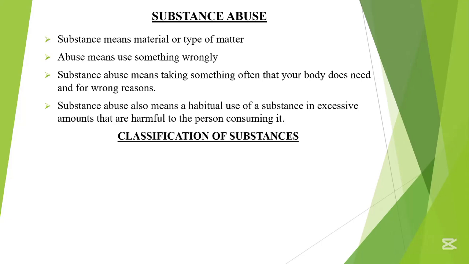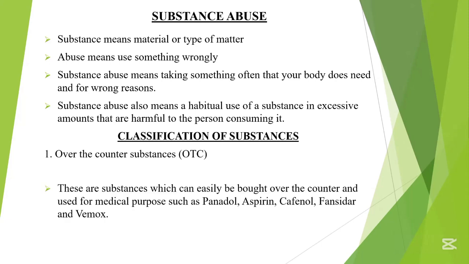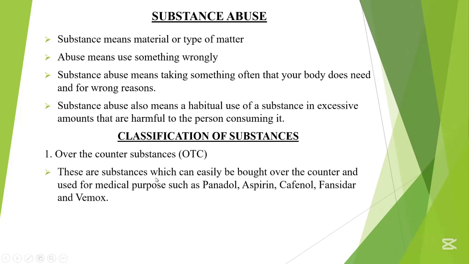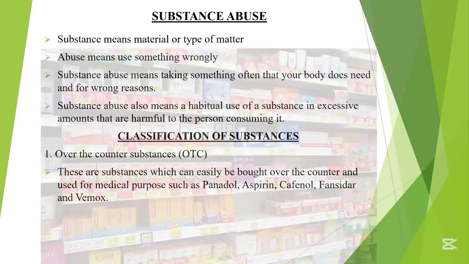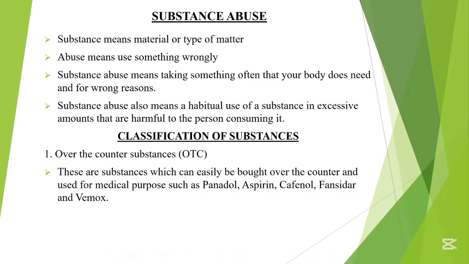Now, we have classifications of substances. Substances are classified into two. We have those we call OTC, over-the-counter substances. These are substances which are easily bought over the counter and used for medicinal purposes such as Panadol, aspirin, Cafimol, Fansidar, and Vemox. So these substances, you can easily buy them even without the prescription of a pharmacist.